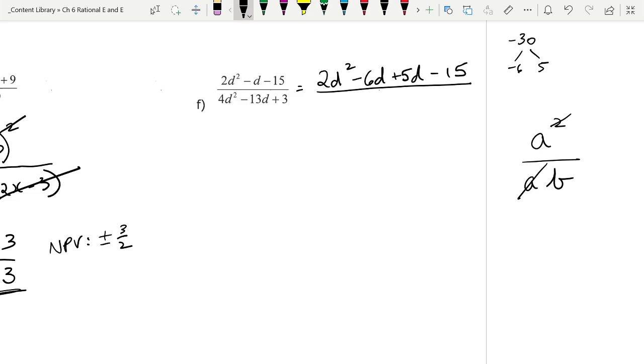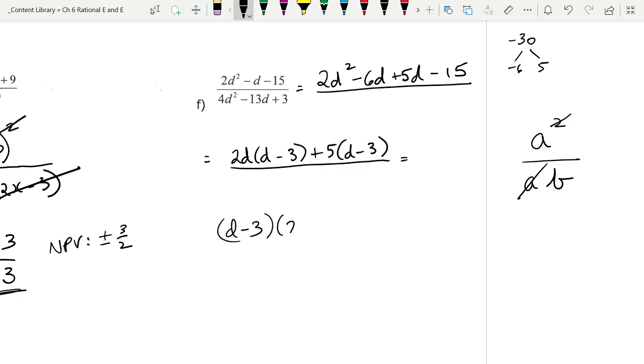Okay, so that's what the top is, and I'll just finish the top while I'm at it. I'm going to factor 2d out of the first two things, and I'm going to factor 5 out of the second two things. And that's going to be equal to d minus 3 times 2d plus 5. And let's make that d look a little nicer. There we go. Okay, so there's the numerator.